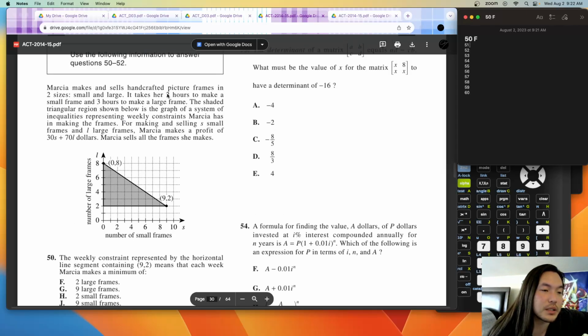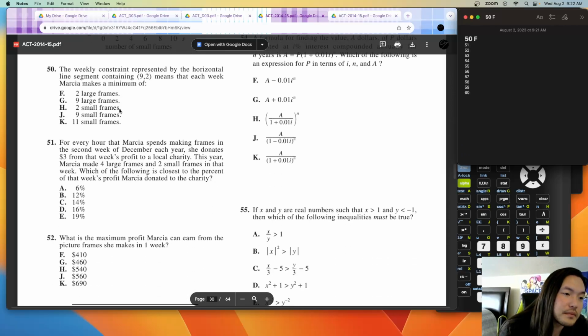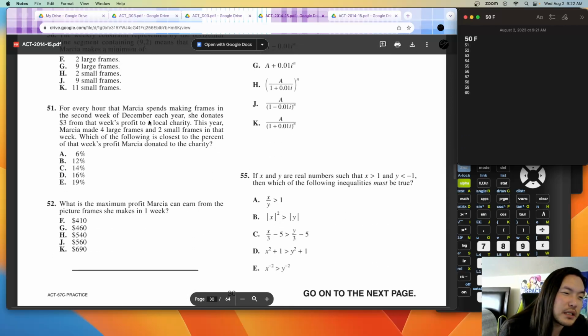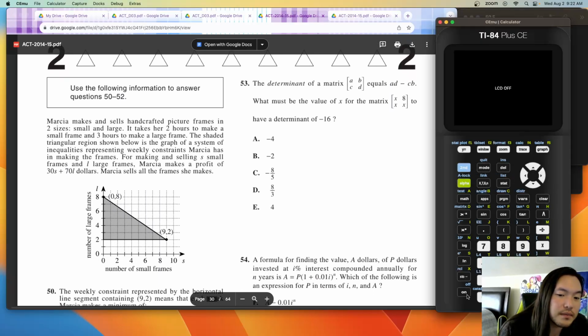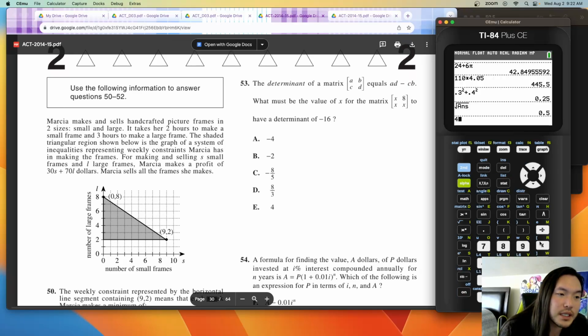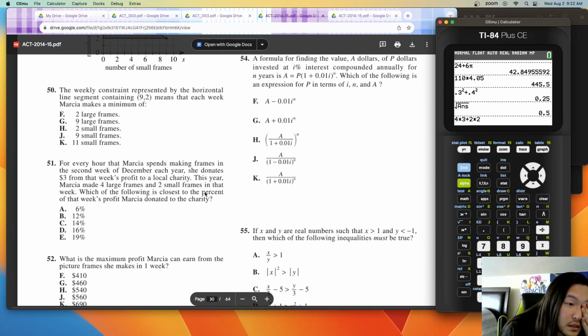Okay. So it takes her 2 hours to make a small frame and 3 hours to make a large frame. Definitely you should just be making large frames, girl. So she made 4 large frames and 2 small frames. So that means 4 times 3 plus 2 times 2, right? Yes, so this is the number of hours she worked.